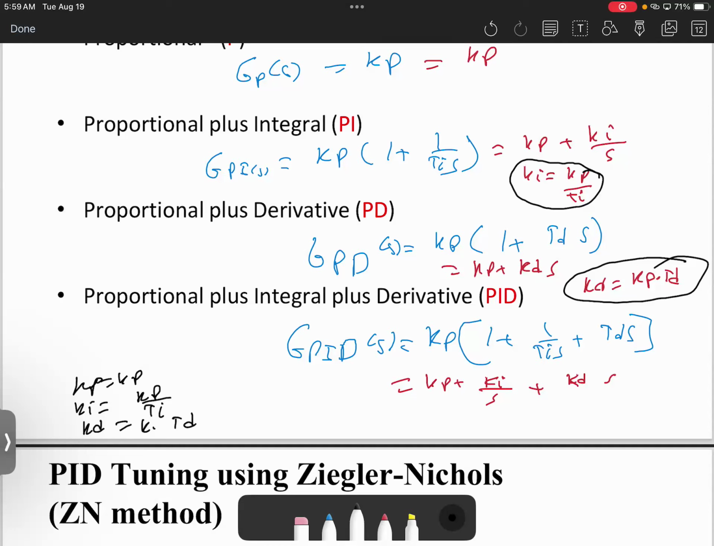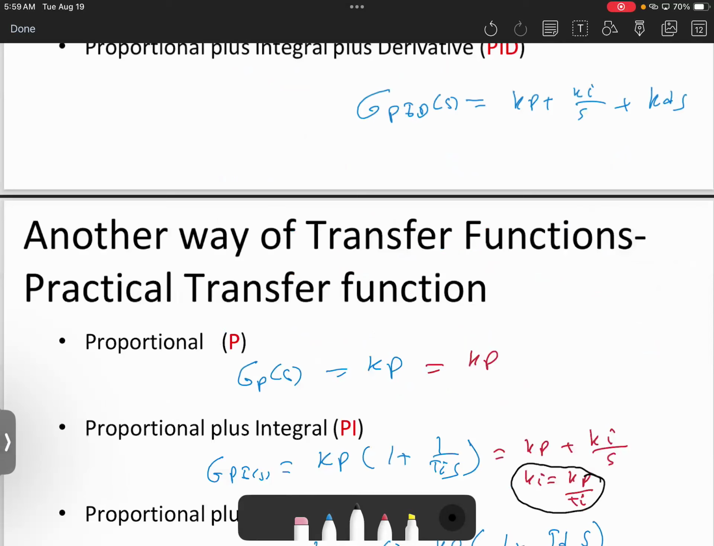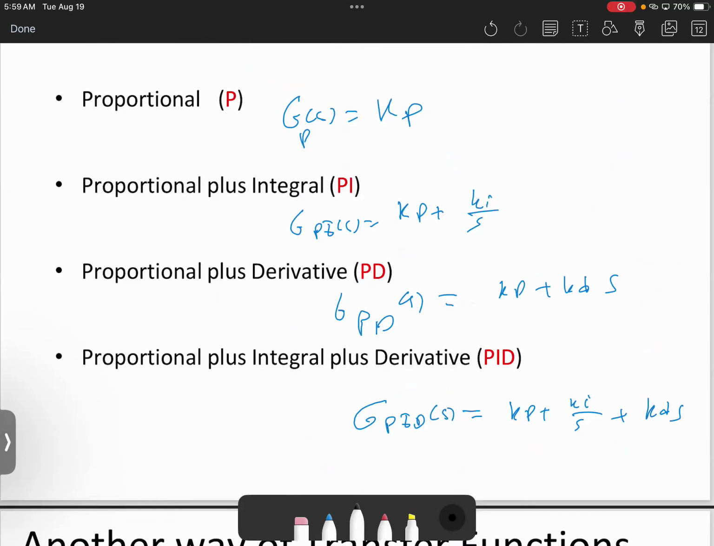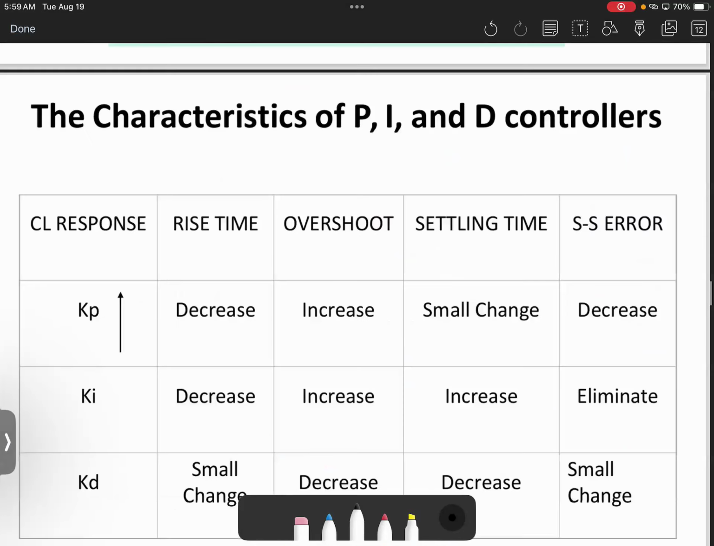The practical representation, or the industrial representation, and the theoretical representation. Using TI, TD, and KP, this is what we call a practical representation. However, this one, the theoretical representation, uses KP, KI, KD. Again, that table is very important for you to understand.